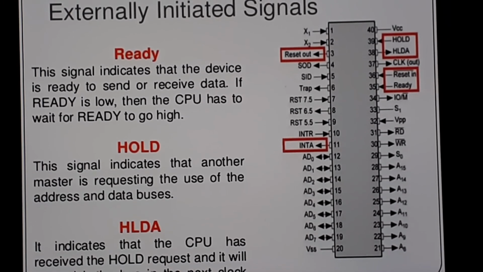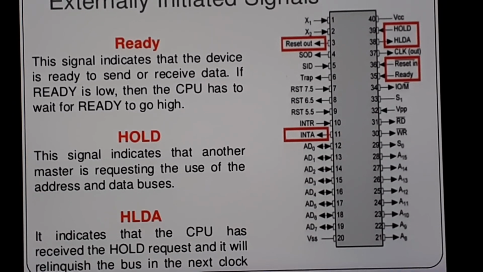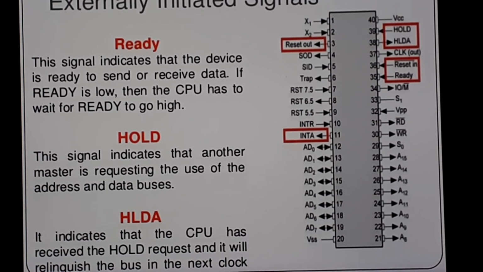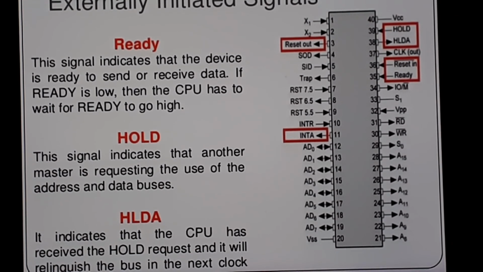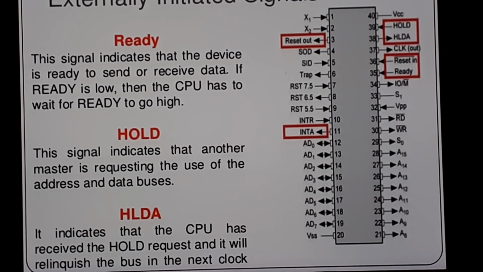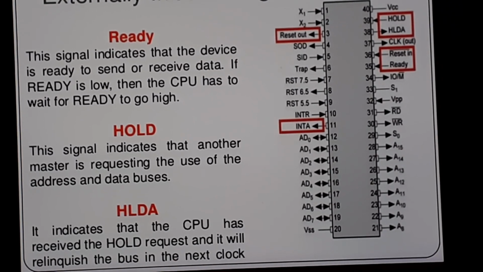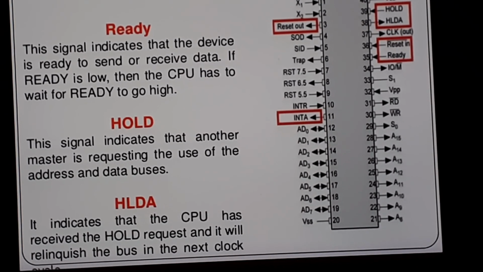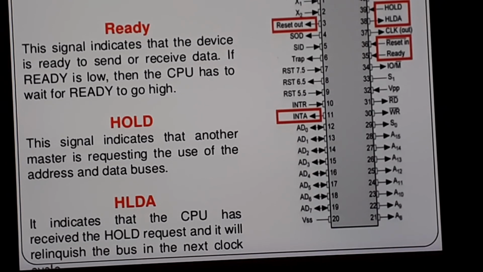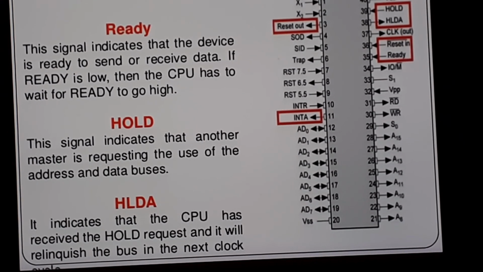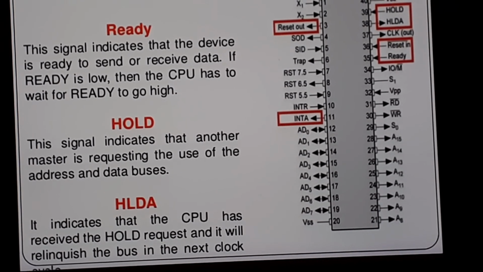Okay, now the next pin is hold, which means that this signal indicates that another master, that means some other microprocessor, is requesting for the use of the address and data bus. So the hold pin, what it does, this signal indicates that some other master, meaning some other CPU or some other microprocessor, is requesting for the use of the address and data bus. So hence this pin is said to be hold.